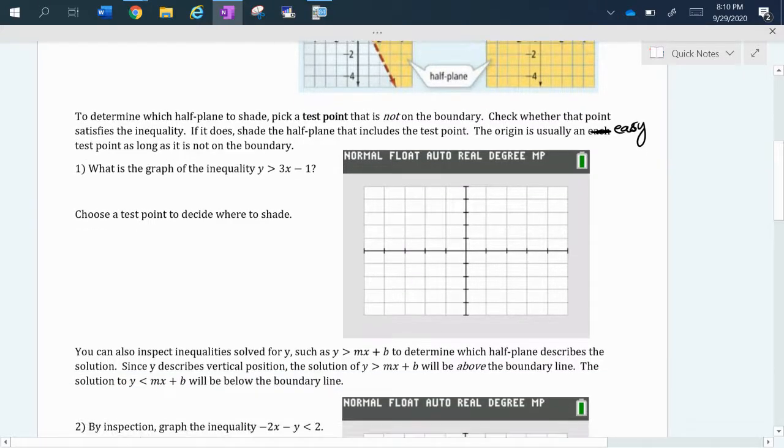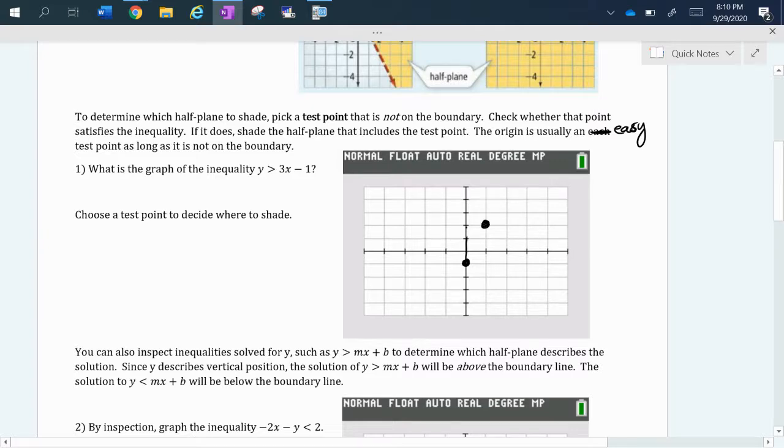So what is the graph of the inequality y is greater than 3x minus 1? So first thing we're going to do is graph the line y equals 3x minus 1. The y-intercept is negative 1, and the slope is positive 3. So I'm going to go up 3 and over 1 and make another point.